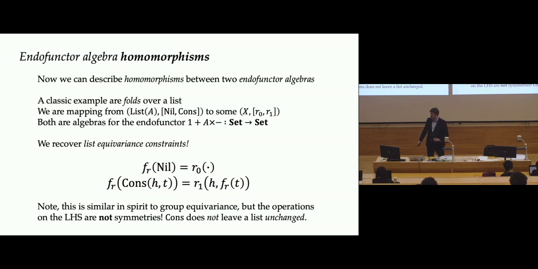Why? Because we had f of g transformed input is the same as g transformed output, but consing h to a list is not a group symmetry operation. It adds extra data to a list. So it's not a symmetry, right? So cons does not leave a list unchanged. It is not a symmetry, and this is not something you can recover from groups.